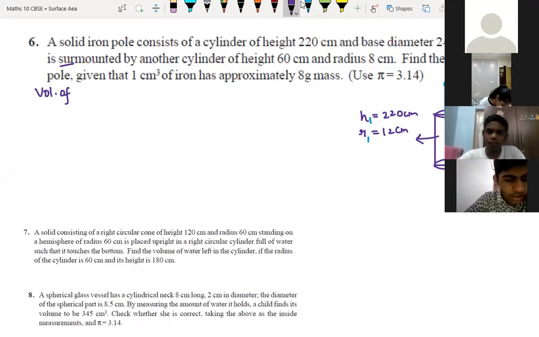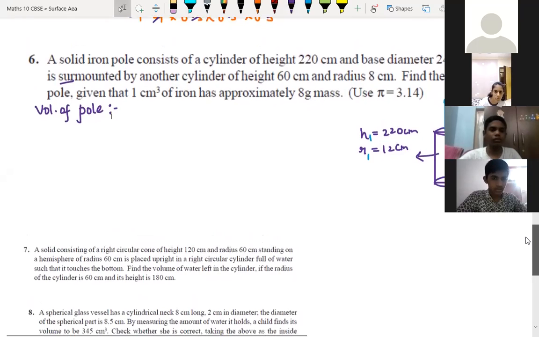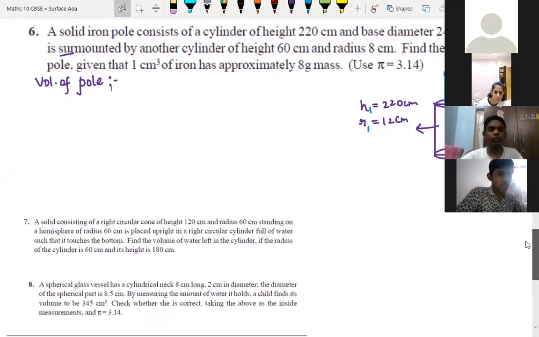Sir, and the last question, sir. That exercise is not from the examination point of view. That one is a nice question, sir. We can try that after. Exactly, that is optional.